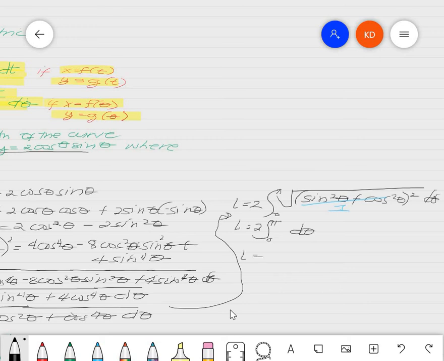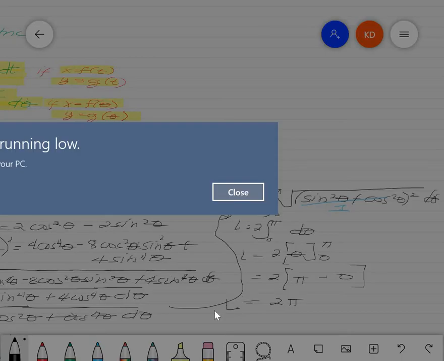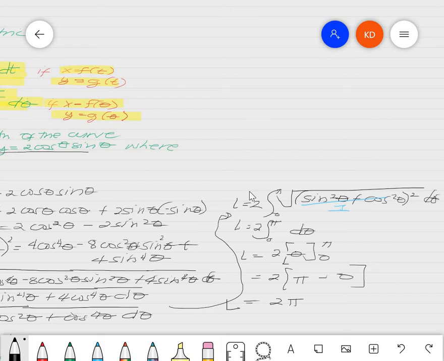So L is equal to 2 times the quantity theta. Let's integrate it. First, we have theta from 0 to pi, and this is equal to 2 times pi minus 0, so we will have 2 pi. This is the length of the curve. This is the final answer.